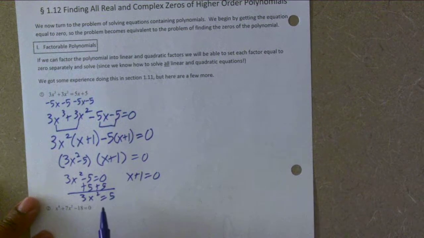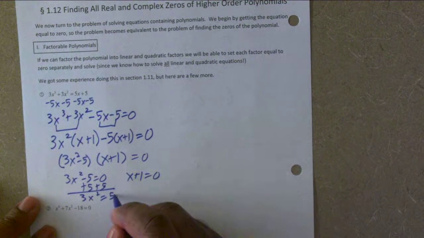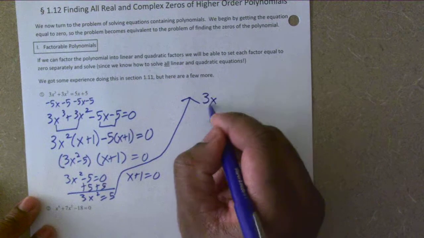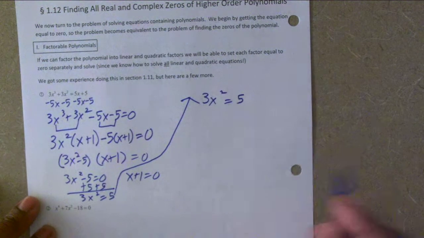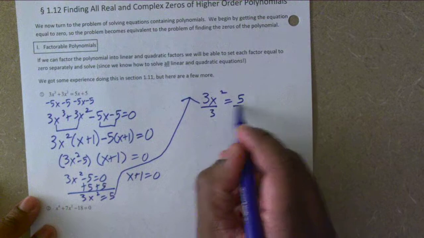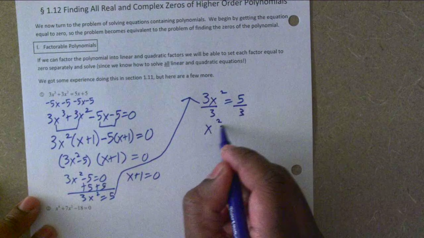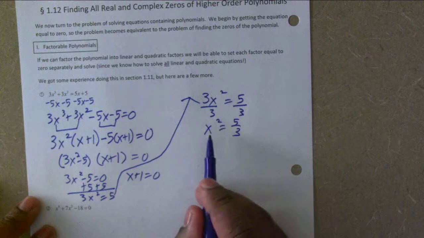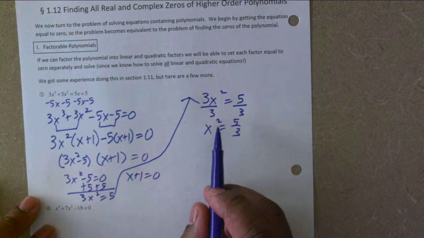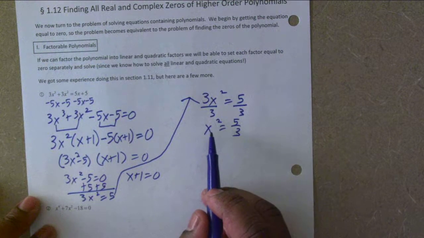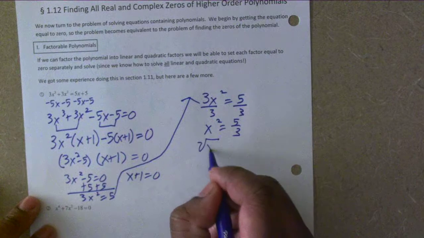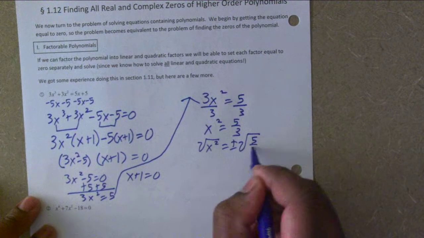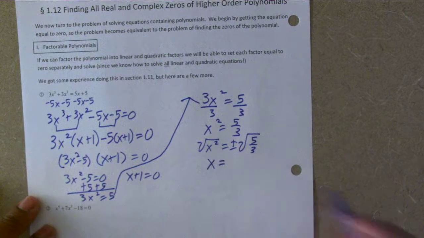Now, I did not leave enough room here, so I'm going to take this here. So we have 3x squared is equal to 5. We divide each side by 3. We have x squared is equal to 5/3. Now we have to get rid of this exponent, the square off of the x. So we would take the square root of both sides. So this would be plus or minus the square root of 5/3, and this would be x is equal to.